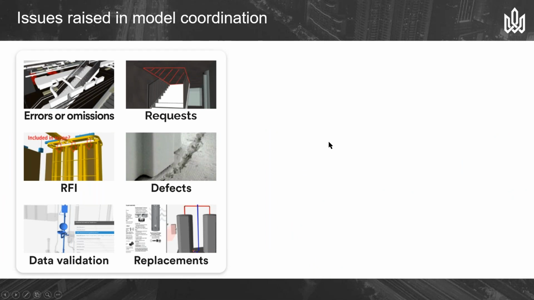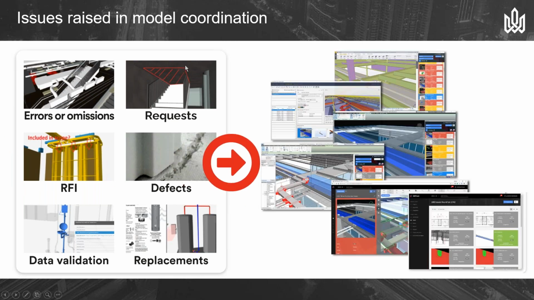So we've been talking about communications, right? But communications are not just about clashes. They can be errors, omissions, RFIs, requests, questions, data validation, site defects. Could be really anything you're exchanging as a screenshot in an email today. But the strength of BIMTrack is not just about taking static images like that. It's about creating that shortcut between different softwares.